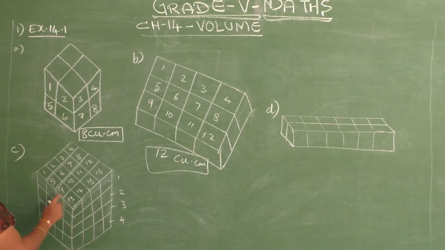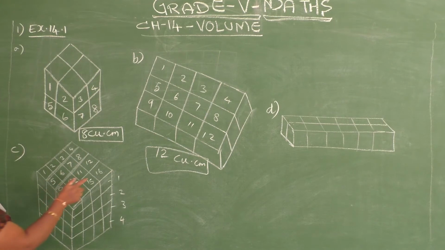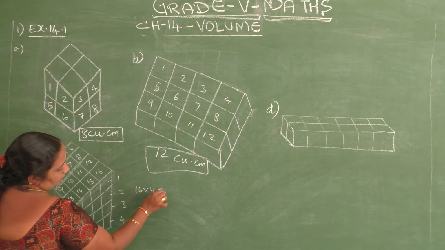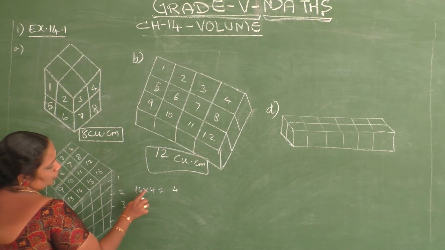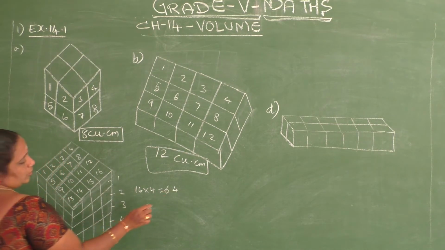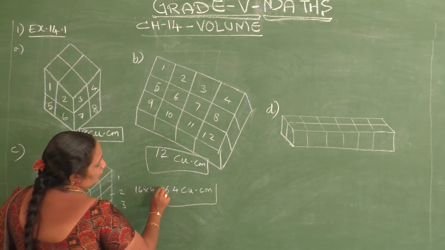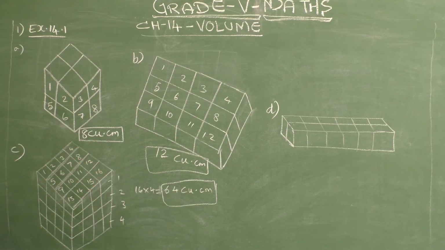Okay. So we have to multiply this 16 by 4, and we can find the total cubes. That means the volume of this cube. Okay. So 16 into 4. What will come? 4 sixes are 24, write 4, remaining 2. 1 four is 4. 4 plus 2 is 6. So 64 cubic centimeter. The volume of the cube is 64 cubic centimeter.